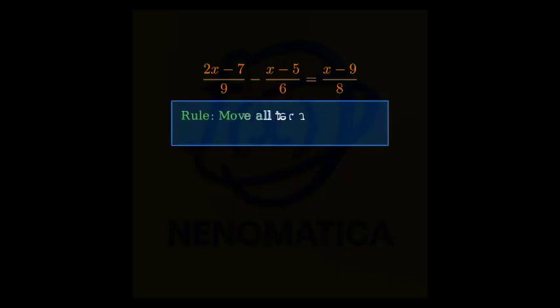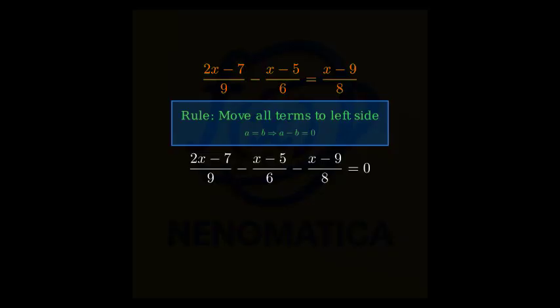Let's start with our equation. We have the fraction 2x minus 7 over 9 minus the fraction x minus 5 over 6 equals the fraction x minus 9 over 8. Step 1. We'll move all terms to the left side of the equation. This means we'll subtract the fraction x minus 9 over 8 from both sides. When we move it to the left side, it becomes negative x minus 9 over 8.